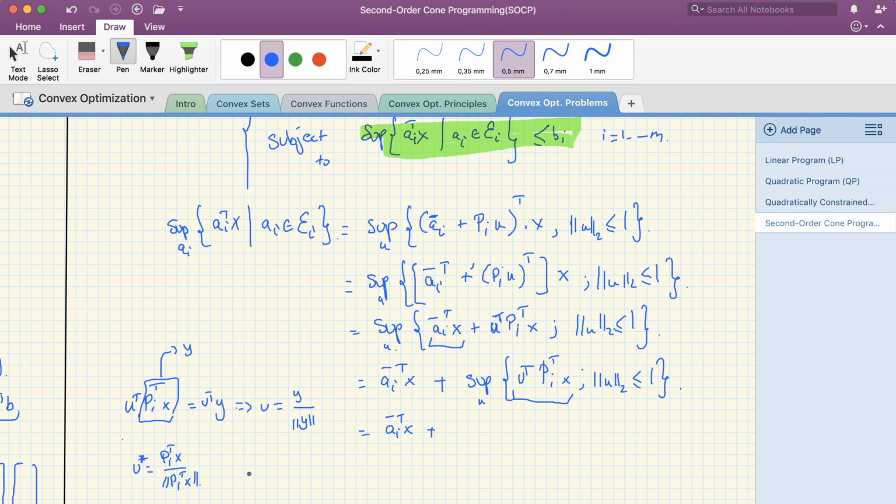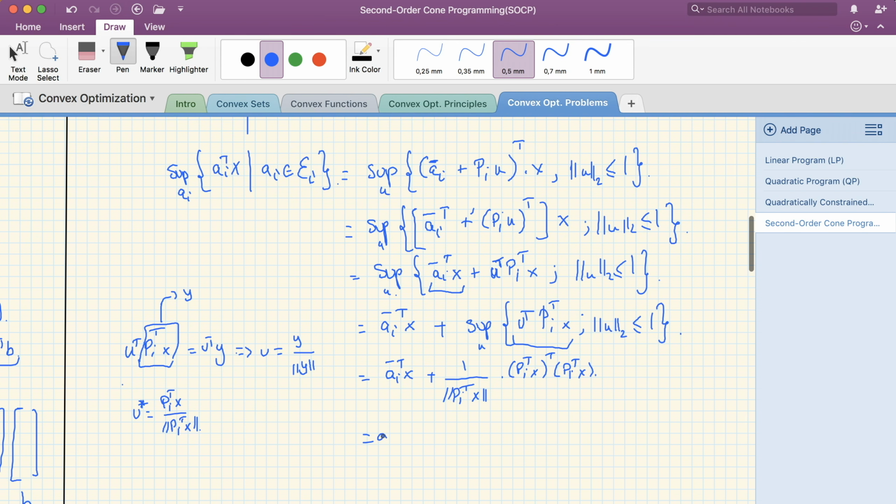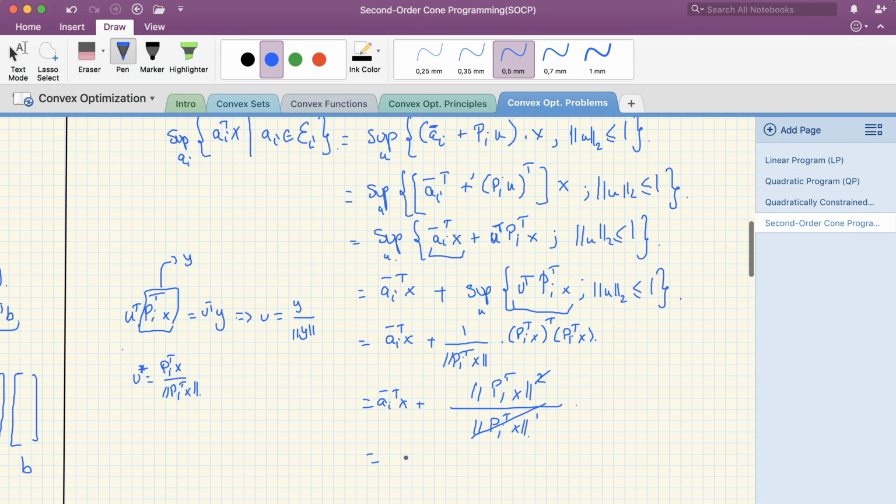So replacing this value, U star, if you will, in the supremum, we will get, now PI transpose X in norm is a constant and therefore will be extracted. Then we're left with PI transpose X, all transpose times PI transpose X. Now this is a vector transpose with itself, which means we will be left with a squared norm. In other words, we will be left with the norm of PI transpose X squared over the norm of PI transpose X, or because there's no squaring, it means we could cancel this with this, and we are left with the norm of PI transpose X.